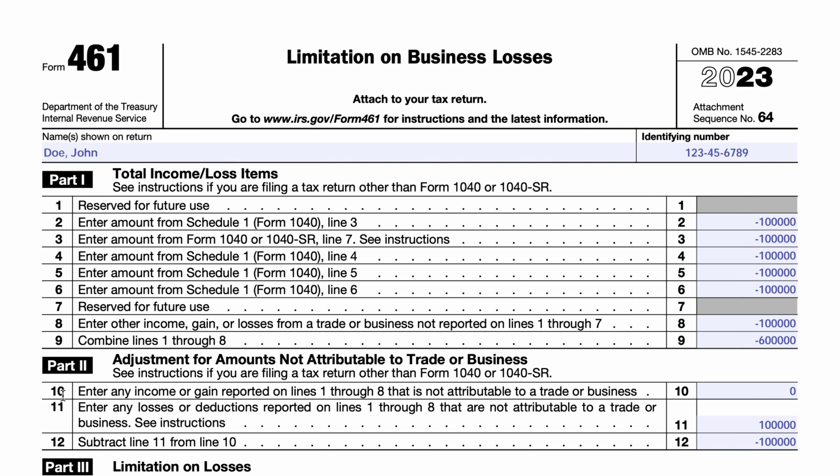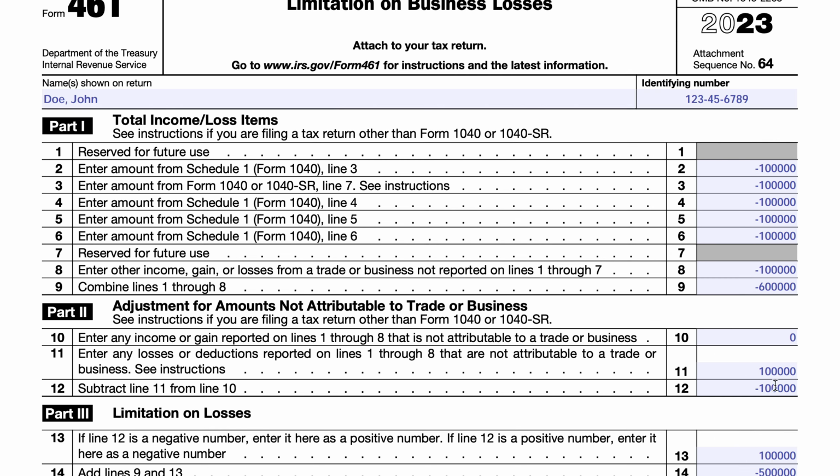So first, in line 10, we're going to enter any income or gain that was reported on lines 1 through 8 that wasn't attributable to a trade or a business. And since they're all losses, there's no gains here to be reported. So that's a big 0. Line 11, we're going to take out the $100,000 of Schedule D income or loss. We'll just say that that was personal assets and not necessarily anything to do with his trade or business. So that's $100,000 here. We're going to subtract the difference, and now there's a minus $100,000.